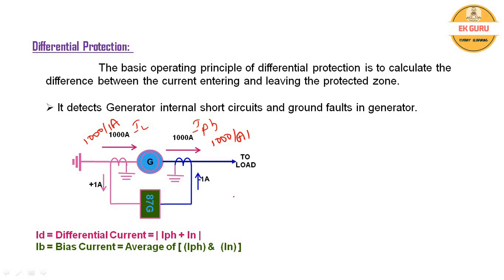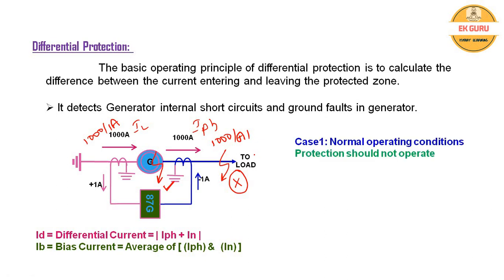This differential protection should operate only if there is an internal fault within the generator, and then it should safeguard the generator. If there is an external fault, this differential protection should not operate. The external faults can be taken care of by other types of protections that we will discuss in later videos. Similarly, in normal conditions also, this differential protection should not operate. Those three cases we will discuss in this video.